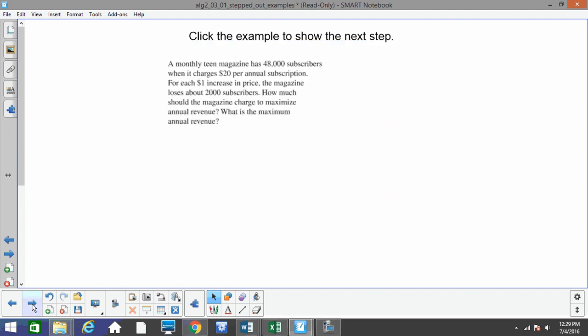All right, everybody's favorite word problems. A monthly teen magazine has 48,000 subscribers when it charges $20 per annual subscription. For each $1 increase in price, the magazine will lose 2,000 subscribers. What is the maximum annual revenue, and what should they charge to get the maximum, and what is it?